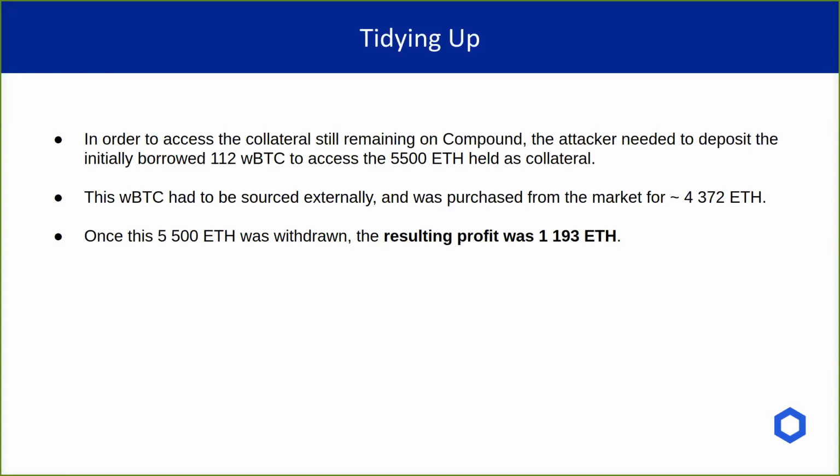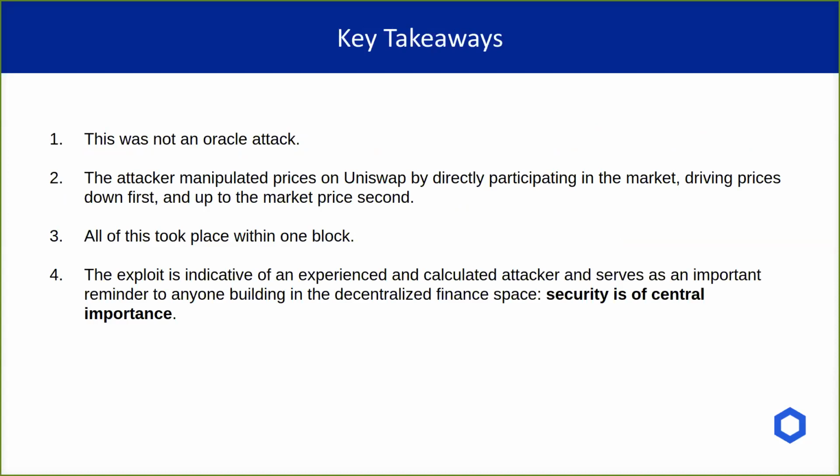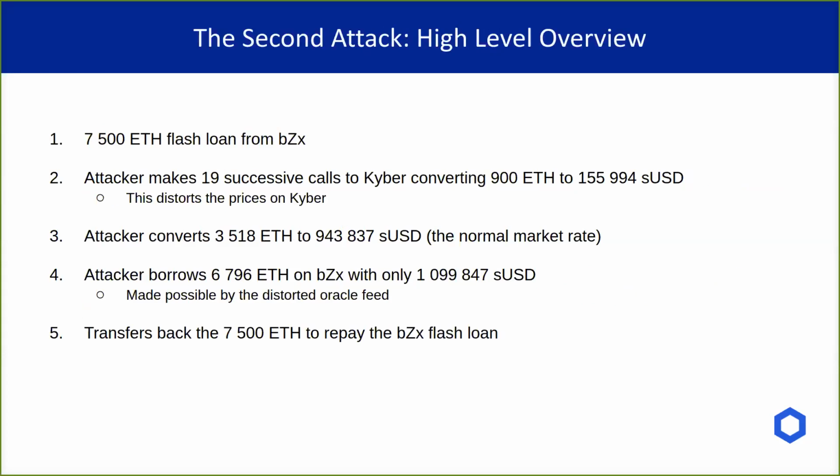So the takeaway is that this is not an oracle attack. The attacker manipulated the prices on Uniswap by directly participating in the market. So he drove the prices of ETH down first, and up the second time round. All of this took place within the one block, and it's indicative of an experienced and calculated attacker. It serves, I think, as a very important reminder to anyone building in the DeFi space that security really is of central importance. And just to come to the second attack now, it's a little simpler to understand.